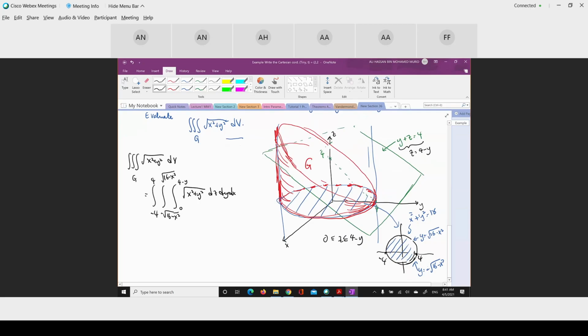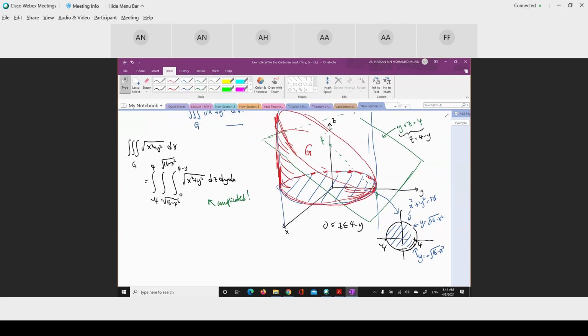So it looks complicated, right? It has a complicated looking form. So let's apply cylindrical coordinates.